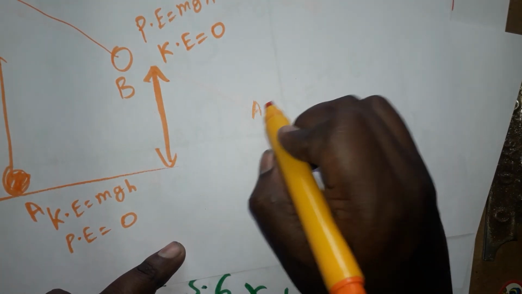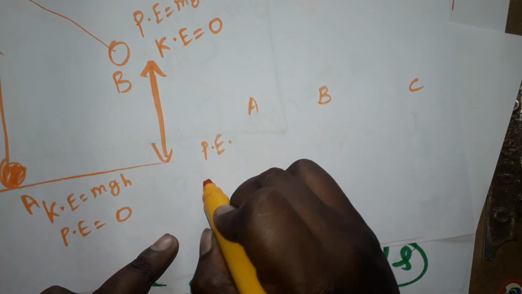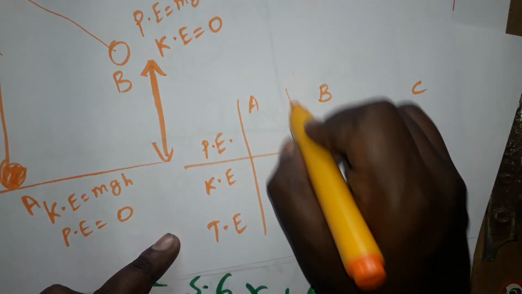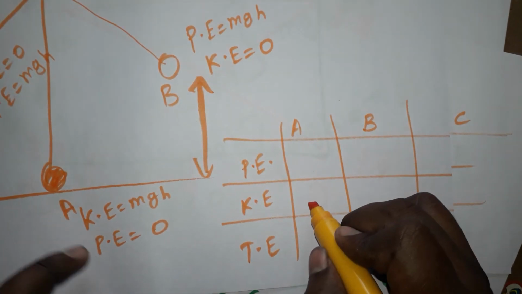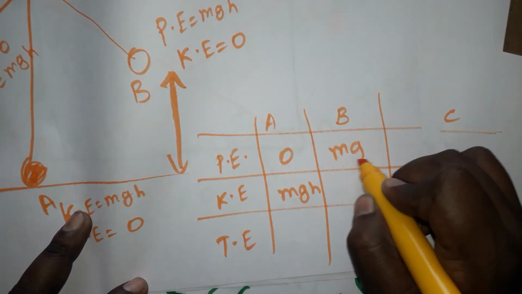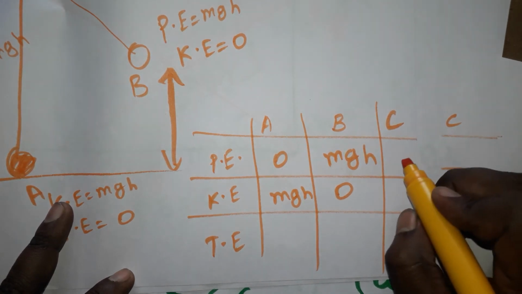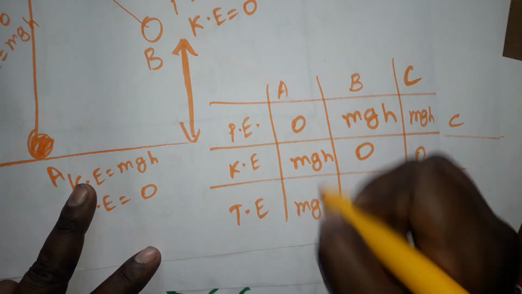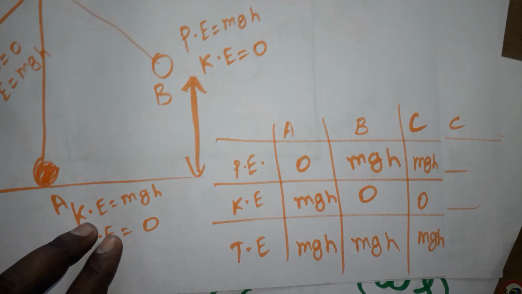So at A, at B, at C: potential energy, kinetic energy, total energy. Just see here, at this point kinetic energy is mgh, potential energy is 0. At B point, potential energy is mgh, kinetic energy is 0. At C point also, the same thing: potential energy mgh, kinetic energy will be 0. Total energy will be kinetic plus potential, mgh, mgh, mgh. Total energy is constant.